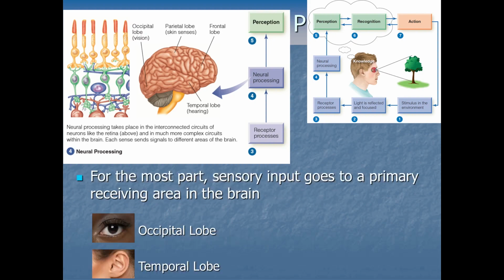But what we'll care about for the most part in this class is sensory input that goes to the brain. So it goes to a primary receiving area. For example, with vision, things that we see, info from our eyes goes through the optic nerve to the back of our brain, where we have something called the occipital lobe. And we'll go over all of that in this course. We'll get into the details later. I'm just giving a quick overview. Things that we hear, things from our ears, that goes into the temporal lobe. And then we have the experience of hearing it.